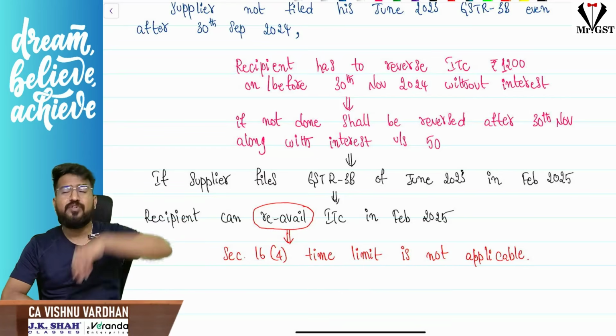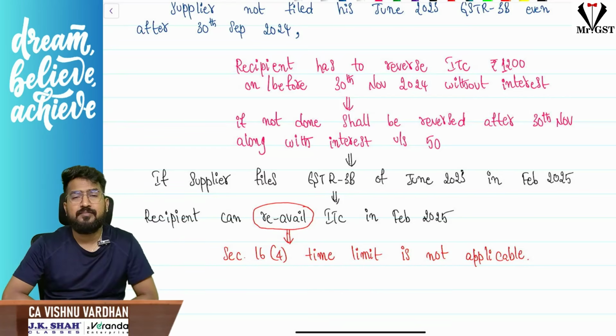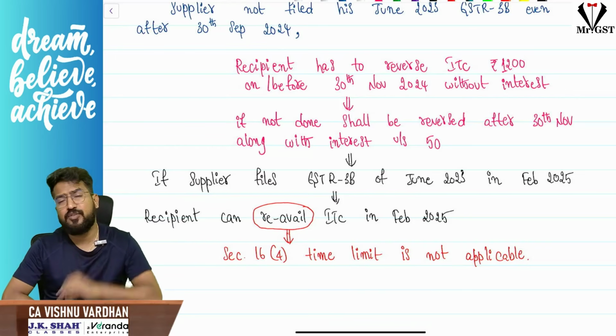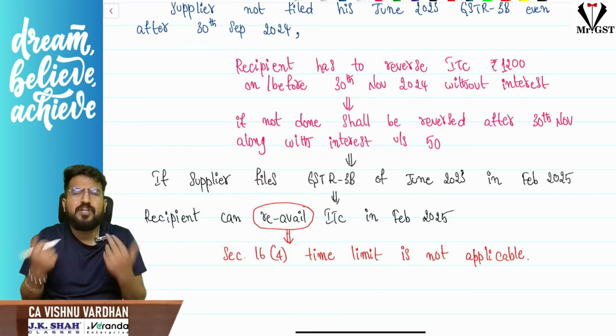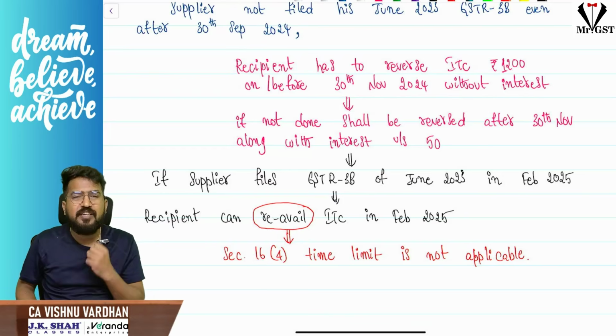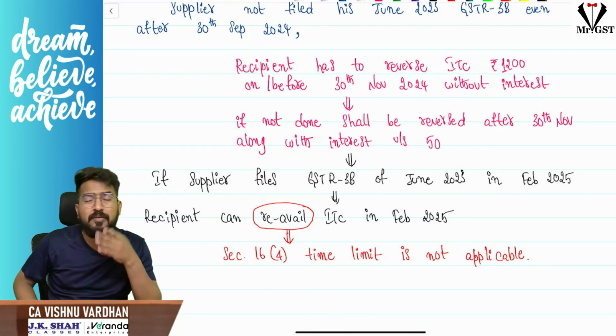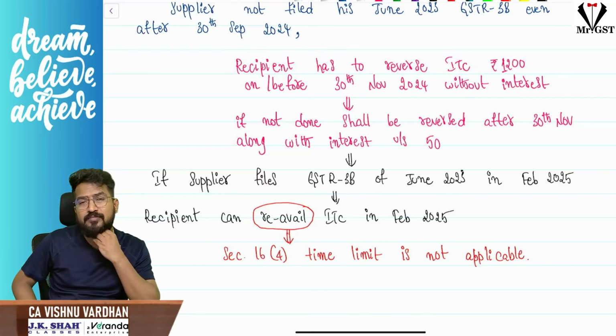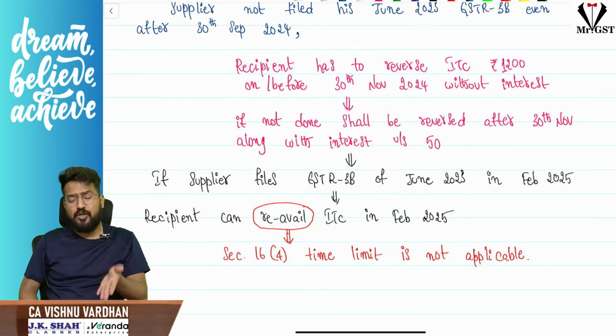What if after 2-3 years my supplier becomes a good boy and files his GSTR 3B and pays tax to you? Can I re-avail ITC? Yes, you can re-avail ITC. Sir, is there any section 16 subsection 4 time limit would have been over? No, sir, by that time, 16 subsection 4 is not applicable in this case.